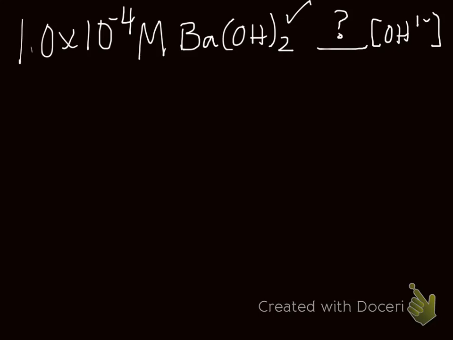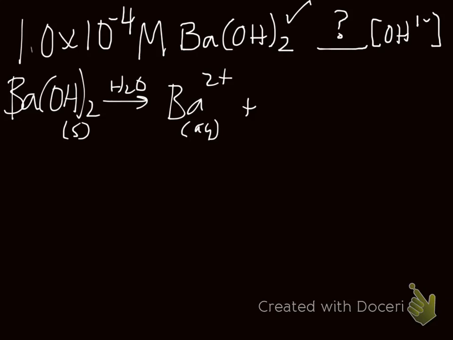Okay, if we're given a solution of barium hydroxide, 1.0 times 10 to the negative fourth molar barium hydroxide. These keep getting more dilute, don't they? It's crazy. We want to know the hydroxide ion concentration. Okay, so what if we have something a little bit more complicated, like barium hydroxide? This is not a straight 1-to-1, is it? First thing we want to do is write that dissociation equation.